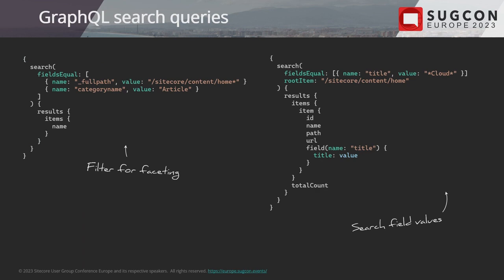And if you look at the GraphQL queries, you have a few more options. You can use it for filtering of facets. For example, if you want to retrieve items of a specific category, or if you want to search on field values. Let's say we have news items and we want to browse through the title and find every title that has the word cloud in it. That sort of thing is perfectly possible with GraphQL.